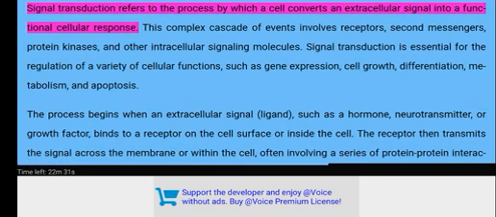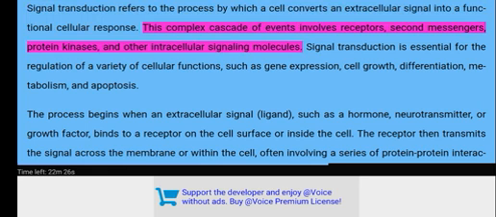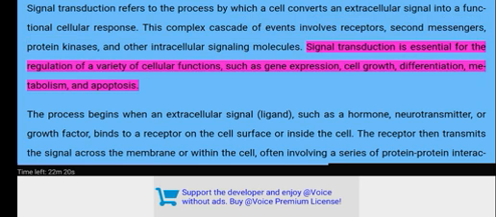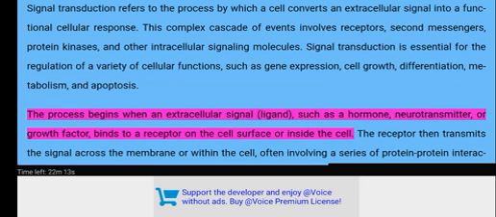Signal transduction refers to the process by which a cell converts an extracellular signal into a functional cellular response. This complex cascade of events involves receptors, second messengers, protein kinases, and other intracellular signaling molecules. Signal transduction is essential for the regulation of a variety of cellular functions, such as gene expression, cell growth, differentiation, metabolism, and apoptosis. The process begins when an extracellular signal ligand, such as a hormone, neurotransmitter, or growth factor, binds to a receptor on the cell surface or inside the cell.